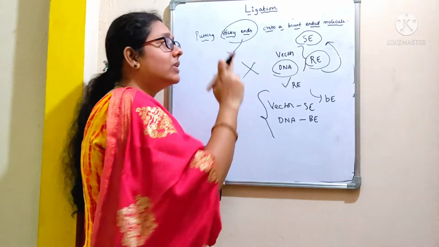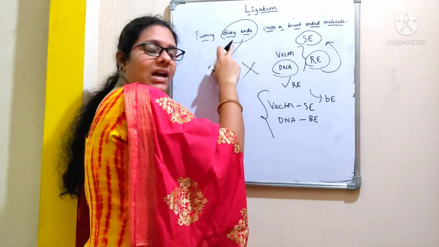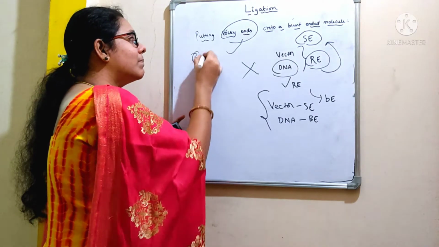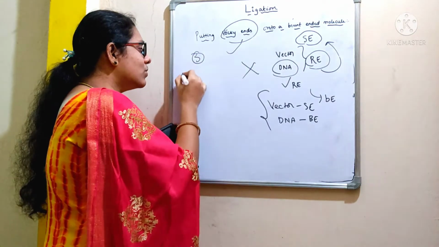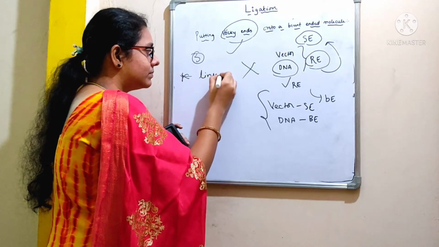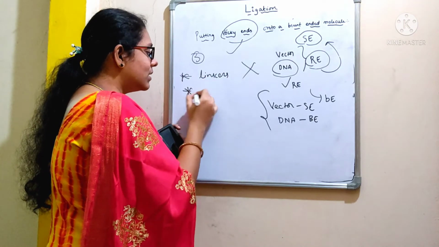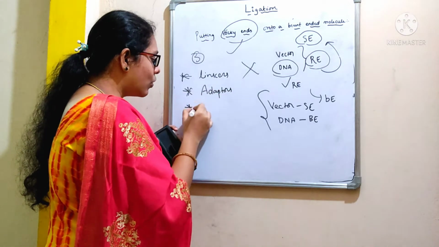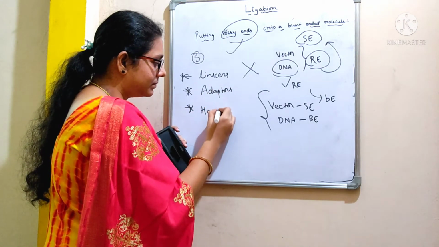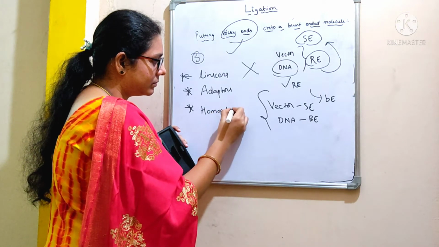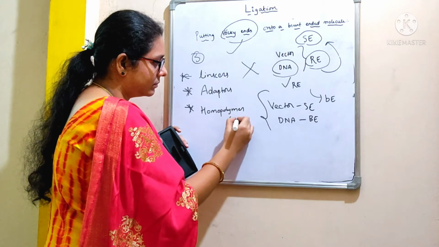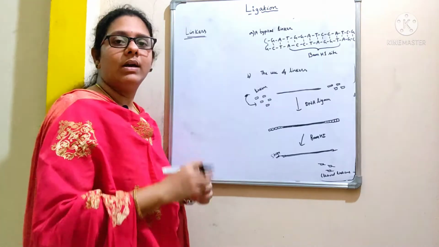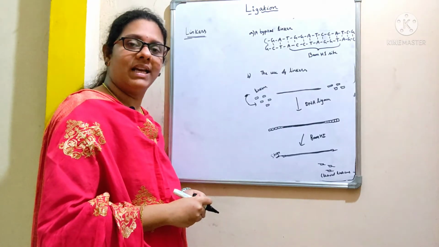Now we go with the option of adding the sticky ends onto a blunt-ended molecule. We have three different methods. One is the use of linkers, the other one is the use of adapters, and the third method is homopolymer tailing. Let us discuss each of them in detail. Coming to the first one, that is linkers.